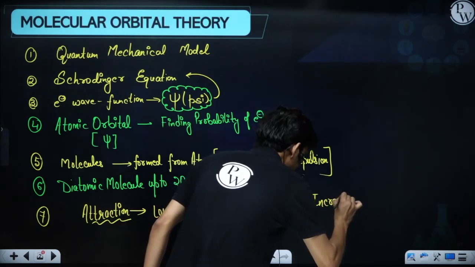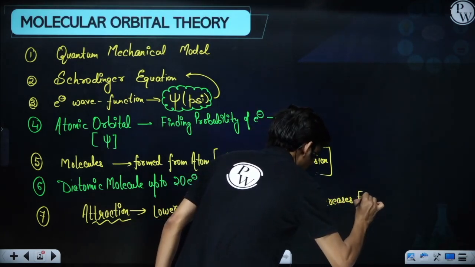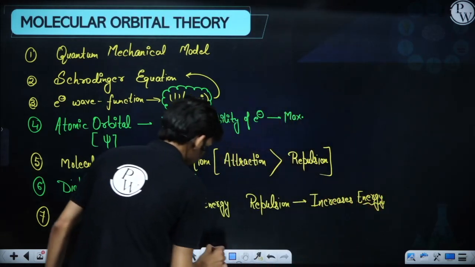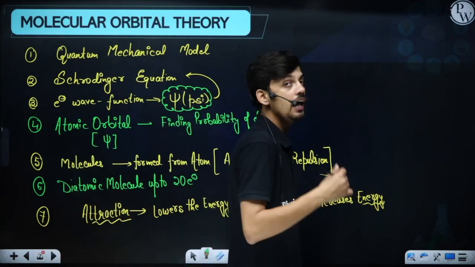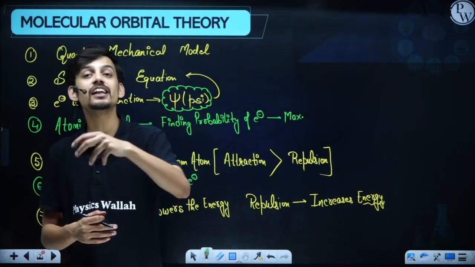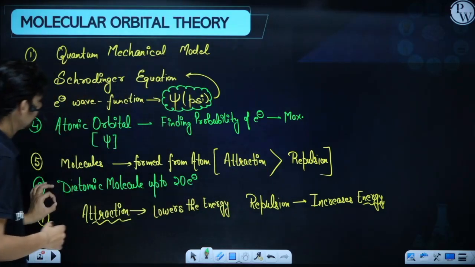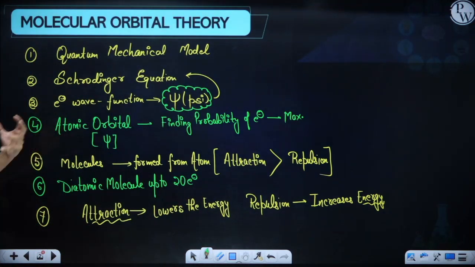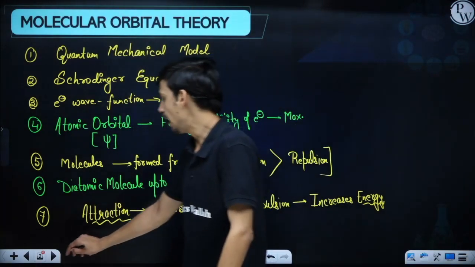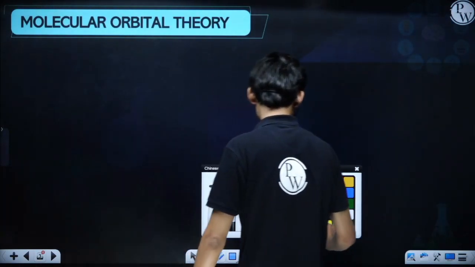Repulsion will decrease the stability and attraction will increase the stability. And stability and energy are inversely proportional. So stability decreases, energy increases, and vice versa. So you should understand these points before starting this molecular orbital theory. So now let's start the molecular orbital theory.